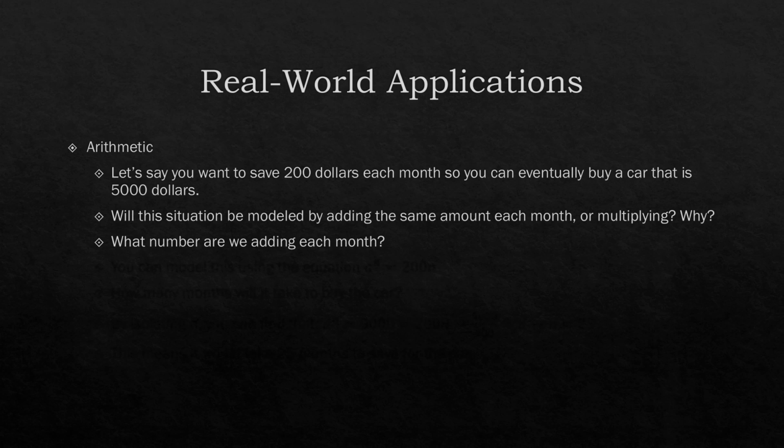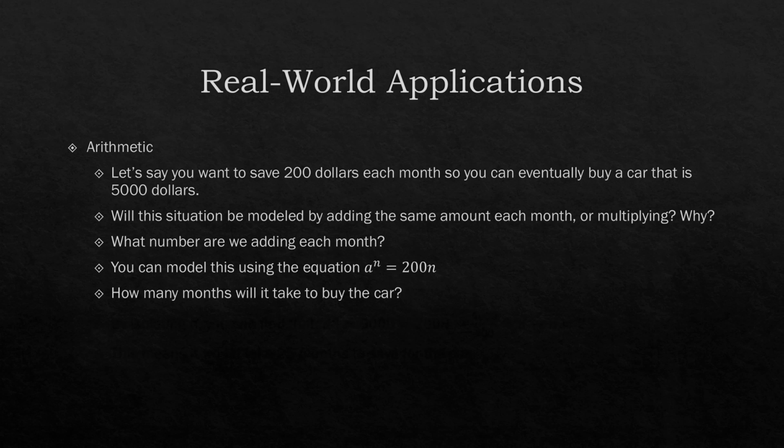In this example, we will be adding each month. But what value are we adding? We will be adding $200 each month. So this problem can be modeled using the equation a sub n equals 200 times n. Using this equation, how many months will it take to buy the car?